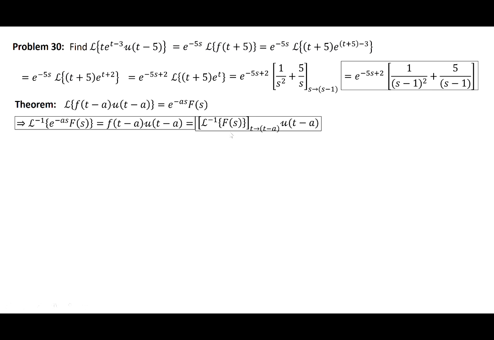So, Laplace inverse of F of s, right? We would know that. And we apply a shift of t shifted by t minus a. That part constitutes f of t minus a. And we need to multiply that by u of t minus a. Cool? All right, so that's the strategy. I think let's take a break and I'll have a part 2 of this video. That's a good stopping point.